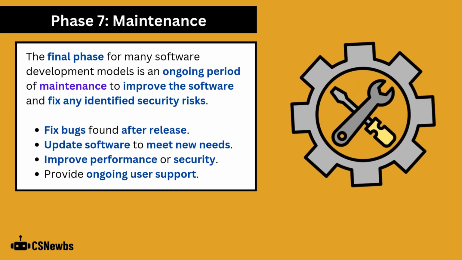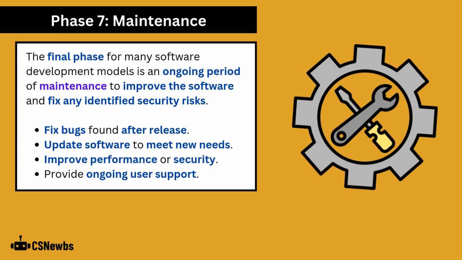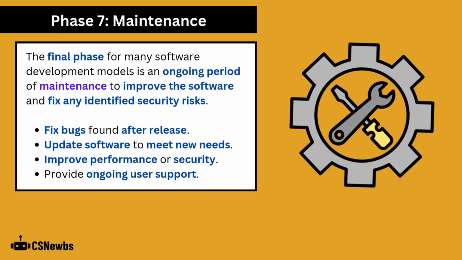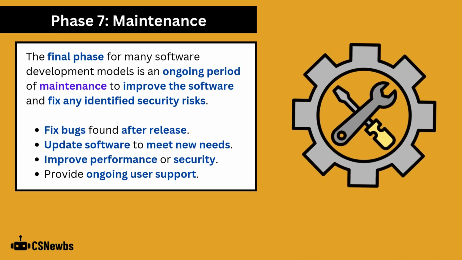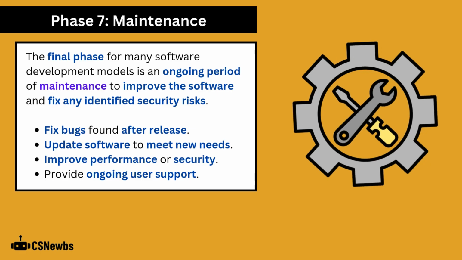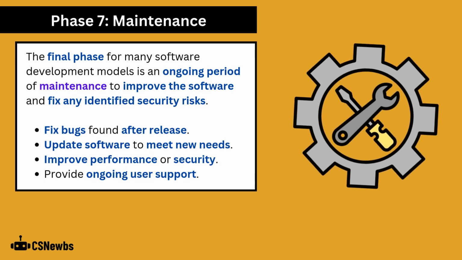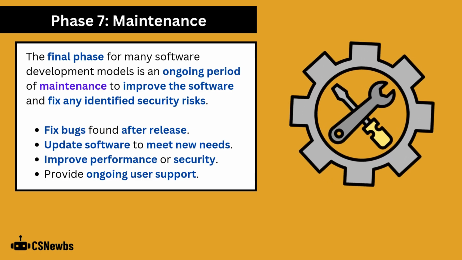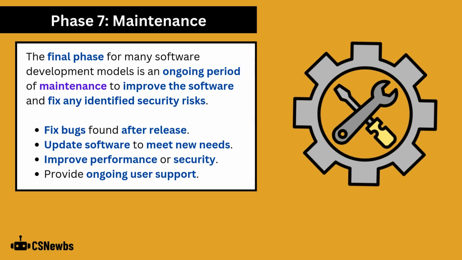The final phase for many software development models is an ongoing period of maintenance to improve the software and fix any identified security risks. In this phase, developers will fix bugs found after release, update software to meet new needs, improve performance or security, and provide ongoing user support.